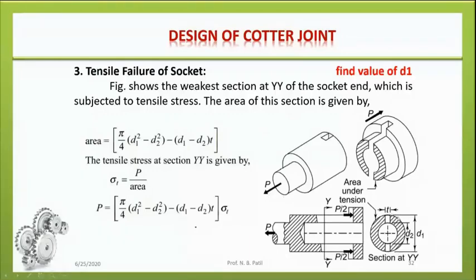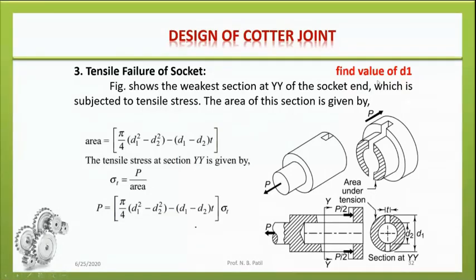So pi by 4 into D1 square, this whole circular cross section area, minus pi by 4 into D2 square. So we get one ring over here, and out of that we minus this much of the area. So that area is what? D1 minus D2, the whole length, multiplied by the thickness of the cotter. So this is the circular area, and from that equation, which value do you require to find out?